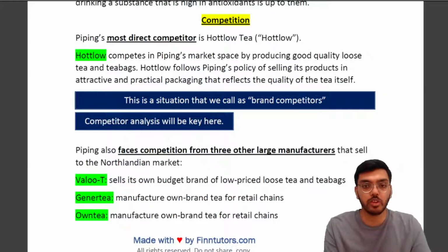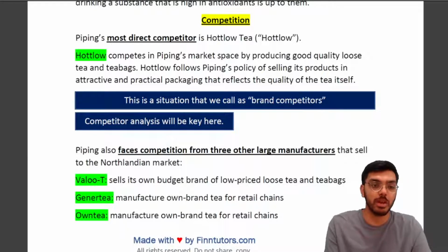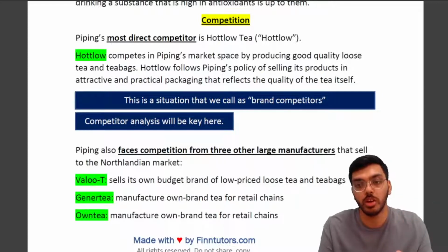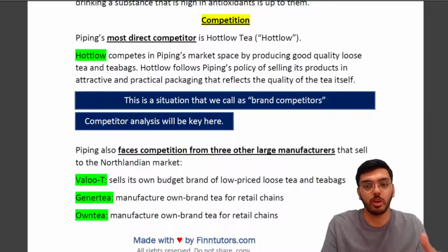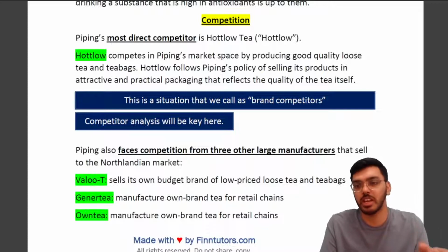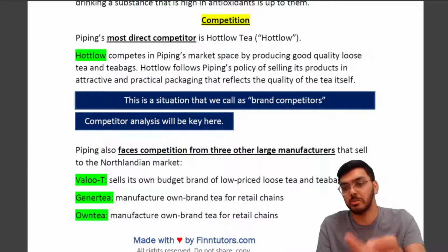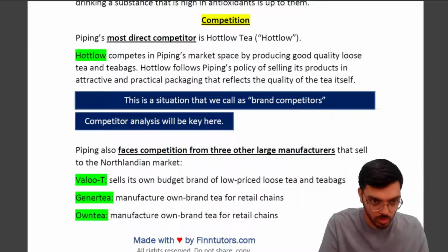Piping also faces competition from three other large manufacturers. Valuti sells its own budget brand of low price tea. So they're not competing with you on quality and all of that, because their quality is going to be lower than yours, packaging lower than yours, and price is also lower than yours.